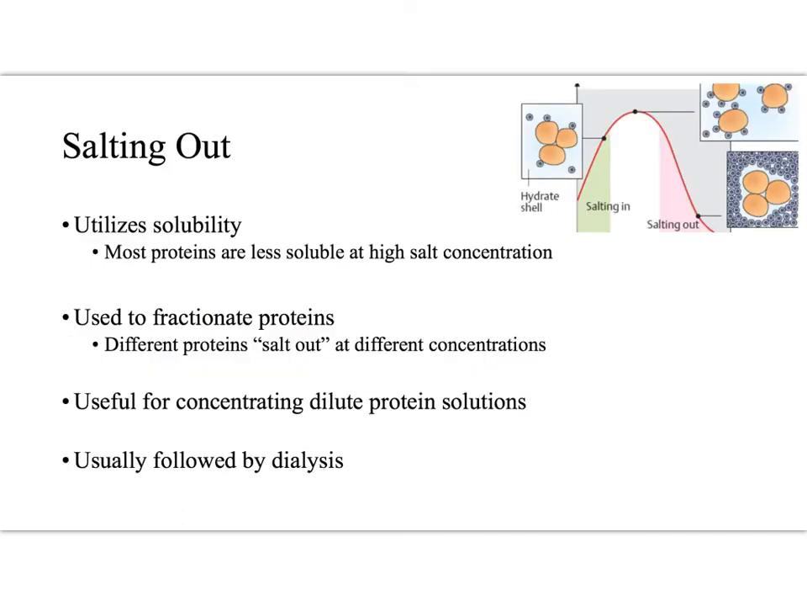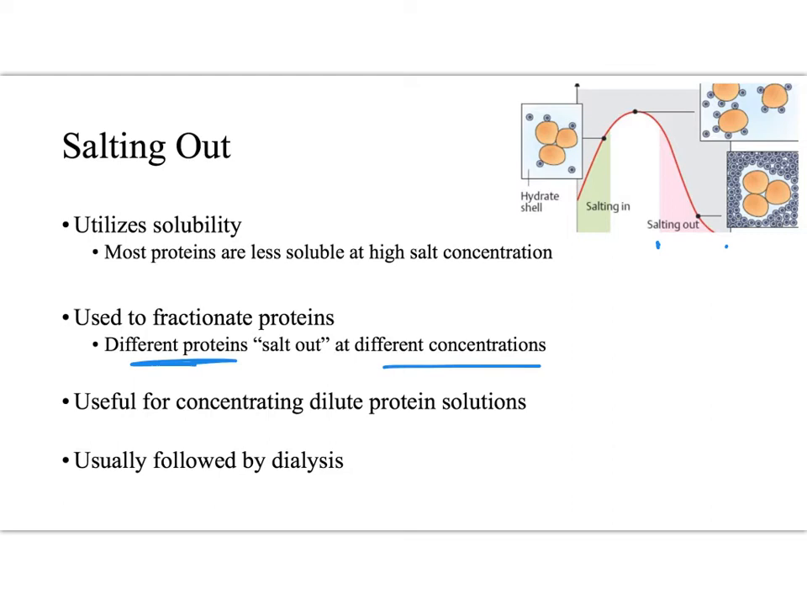So we can first look at this idea of salting out. Salting out utilizes the idea of solubility. So what happens is most proteins are going to be less soluble at high salt concentrations. So what we do is we add salt in different concentrations, and as we're increasing the salt concentration in our sample, we're actually causing the proteins to precipitate out of your solution. Okay, so this method is used to fractionate proteins. Different proteins will salt out at different concentrations. So you have different proteins here than you would here.